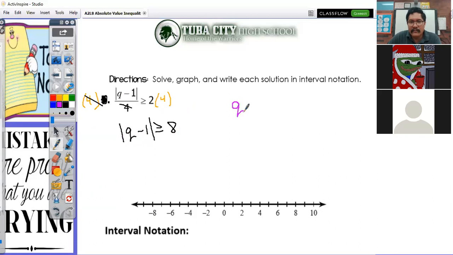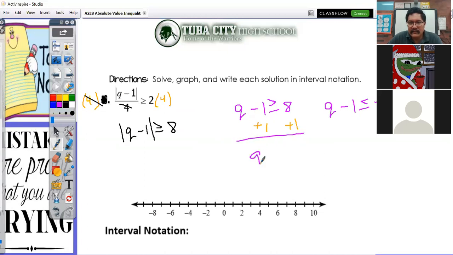So q minus 1 is greater than 8. So there's my first case there, and this is what I was talking about. You know, we're not cavemen, we have technology. So I'm going to just cut and paste it, and that way it saves me from having to write the whole thing over again. And I just got to make sure to switch the sign. I don't know if that saved any time or not, but it is what it is.